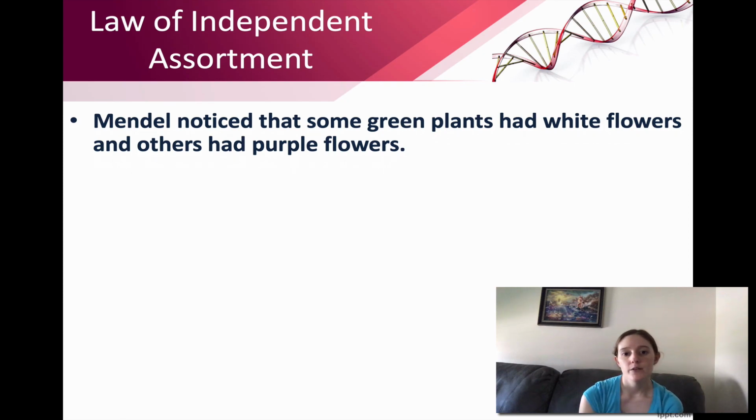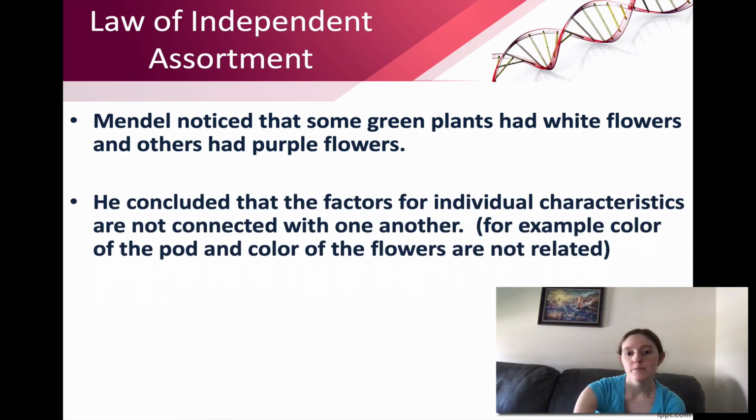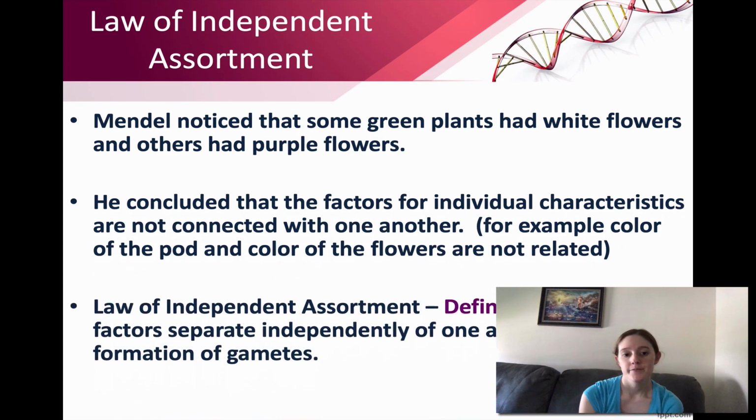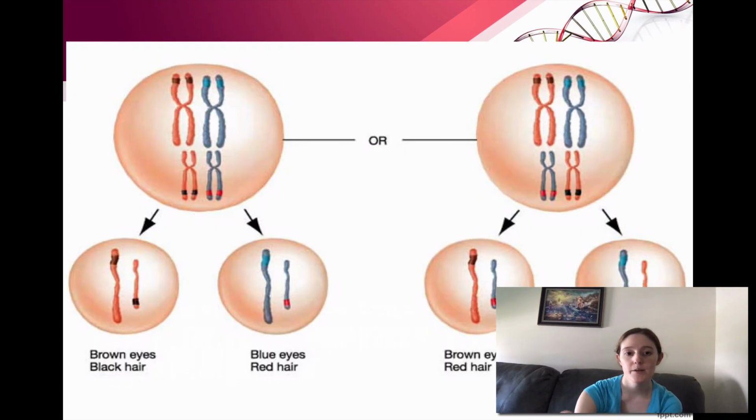Mendel noticed that some green plants had white flowers and other green plants had purple flowers. So this led him to believe that the factors for individual characteristics were not connected to one another, meaning that a green plant could have white flowers or purple flowers. The plant color did not have to change in order to give you different colored flowers. And this is how he came up with the law of independent assortment, which states that factors separate independently of one another during the formation of the gametes.